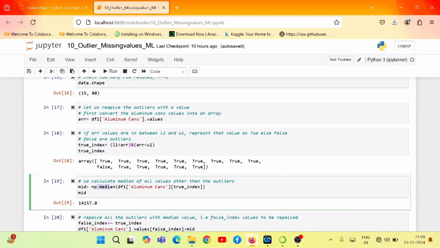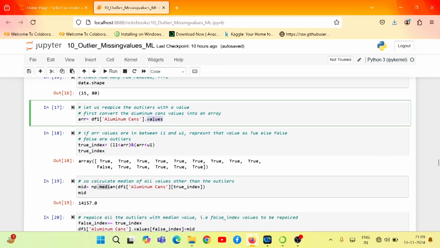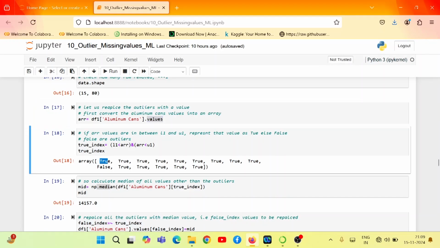So what do we have to do for that? First of all, we have to convert this aluminum cane values into an array using the dot values attribute. After that, all these values of the array should be between the lower and upper limit. Such values which satisfy this condition are marked as true. The remaining values which do not satisfy the condition are the outliers, so I am replacing them by false, right? We can observe that there is only one false, at index number nine, the ninth position. So this is my outlier.